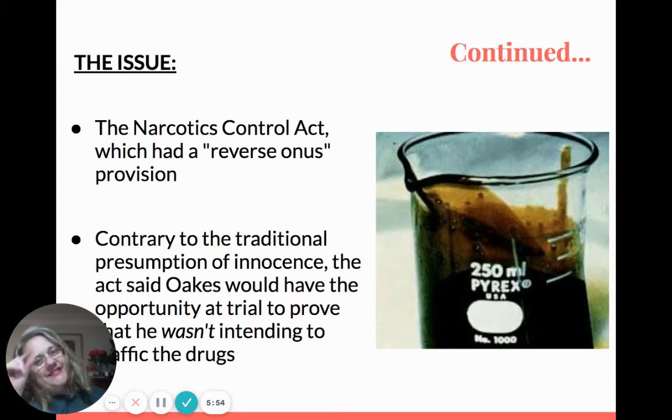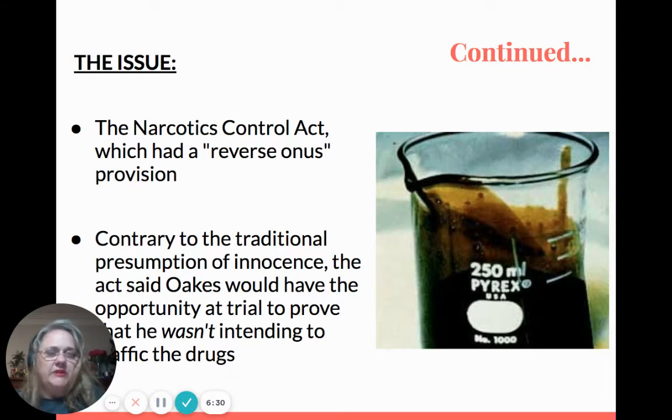Well, except there was this little tiny clause in the Narcotics Control Act that said, but if you're in possession of lots of drug paraphernalia and lots of cash and large amounts of drugs, then we're going to presume that you're in possession of all of those things for trafficking. And it flipped the burden of proof over to the defendant to prove that they weren't going to traffic. Well, think about this from a legal point of view. How do you prove that you were not going to do something?